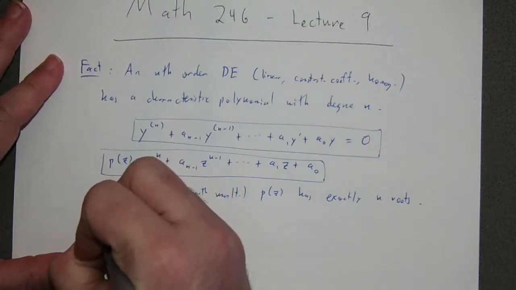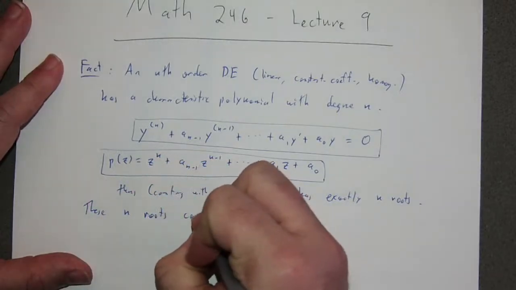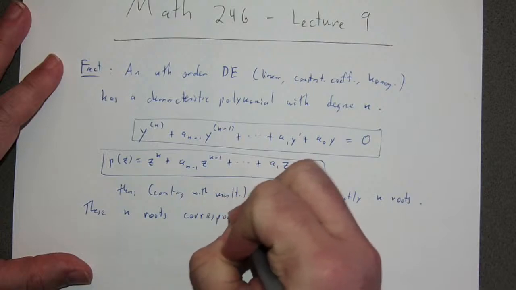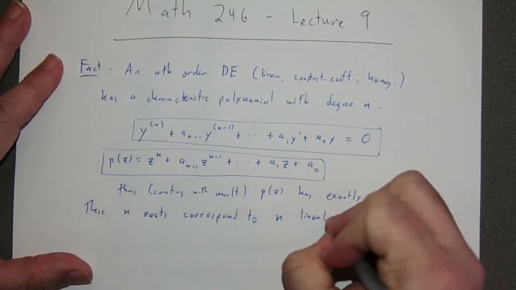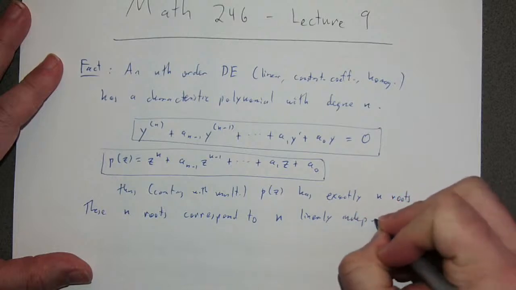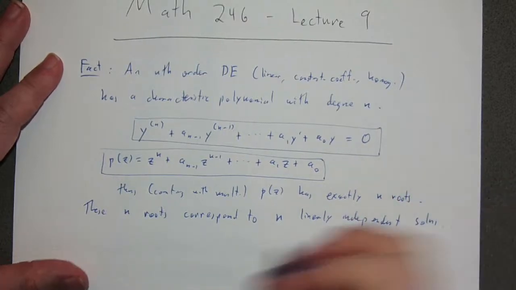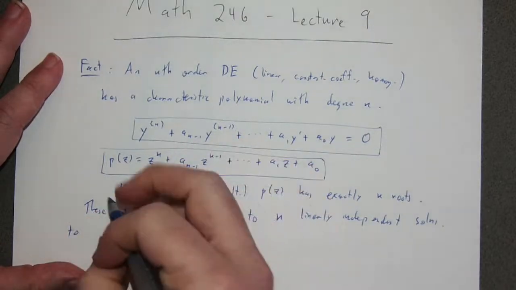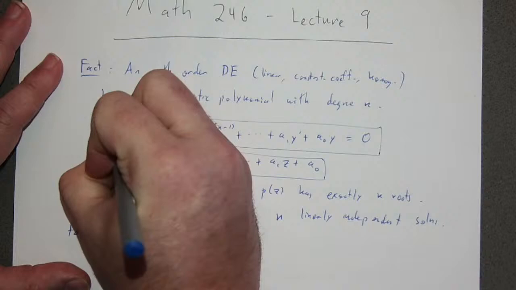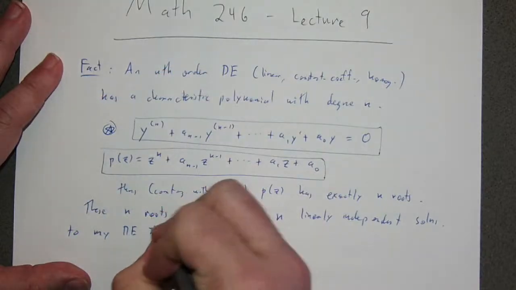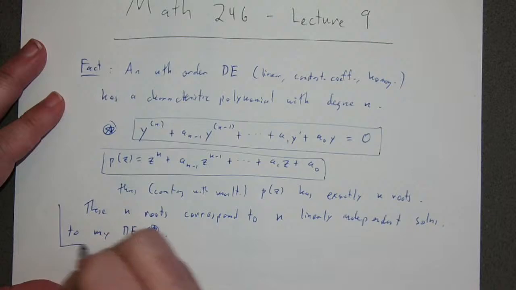These n roots correspond to n linearly independent solutions to my differential equation star. All right.